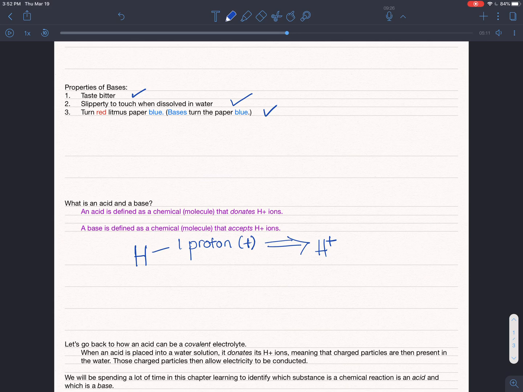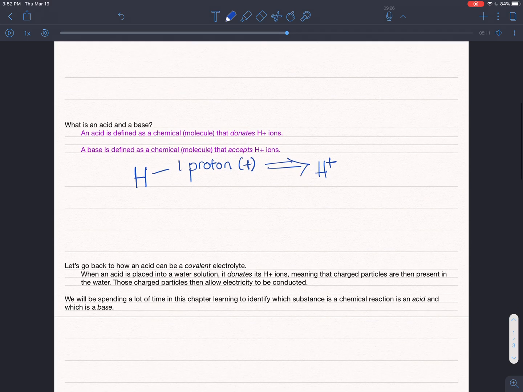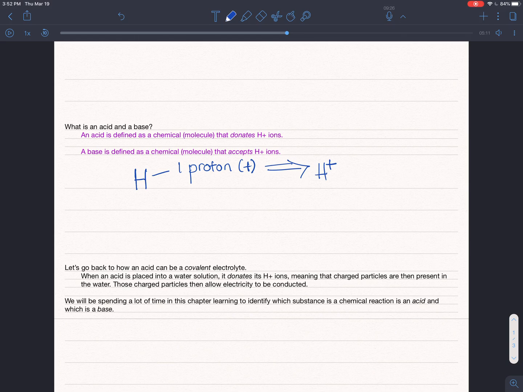Now, one of the things I want you to understand about hydrogen ions is that hydrogen only has 1 proton and 1 electron. So if hydrogen loses its 1 electron, what is left? What is left is that hydrogen now has only 1 proton. That is what is defined as an H plus ion.